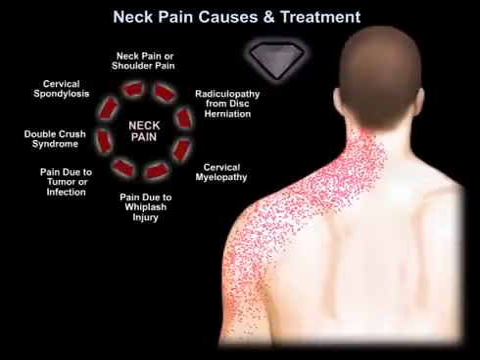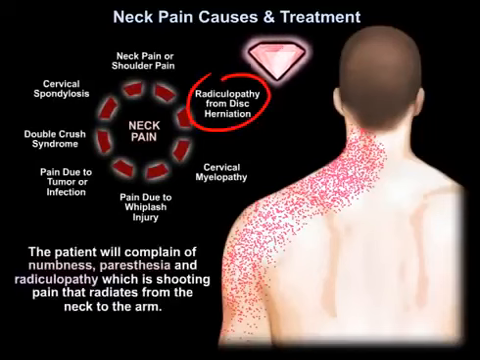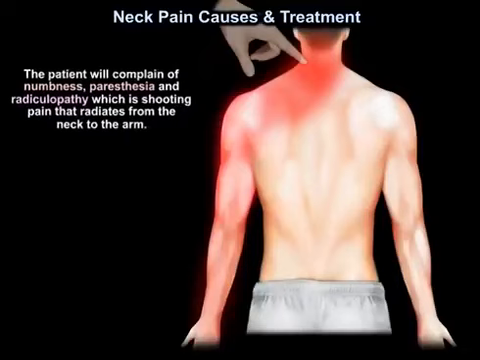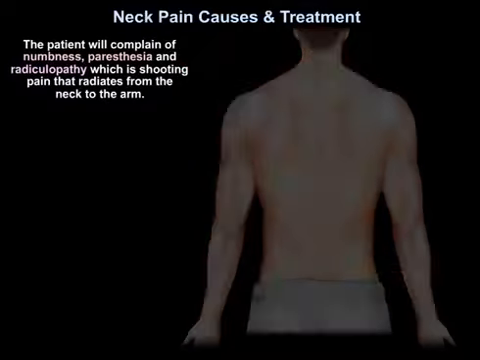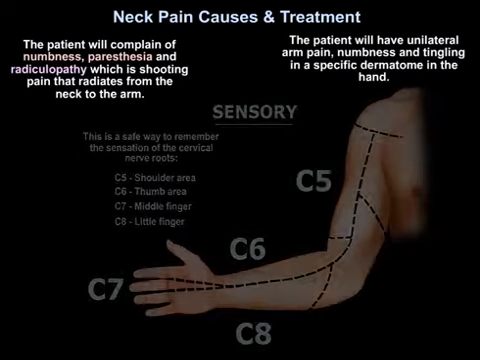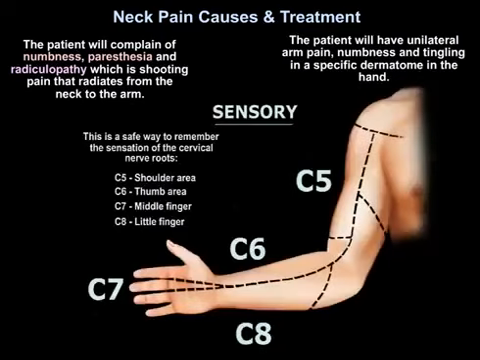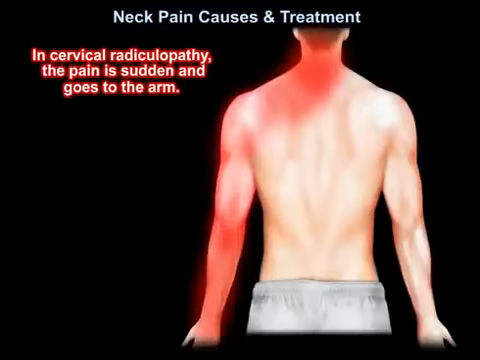An important cause of neck pain is disc herniation. The patient will complain of numbness, paresthesia, radiculopathy, which is shooting pain that radiates from the neck to the arm. So the patient will have unilateral arm pain, numbness, tingling in a specific dermatome in the hand, as you see here in this diagram, and weakness in a specific muscle group. In cervical radiculopathy, the pain is sudden and goes to the arm.